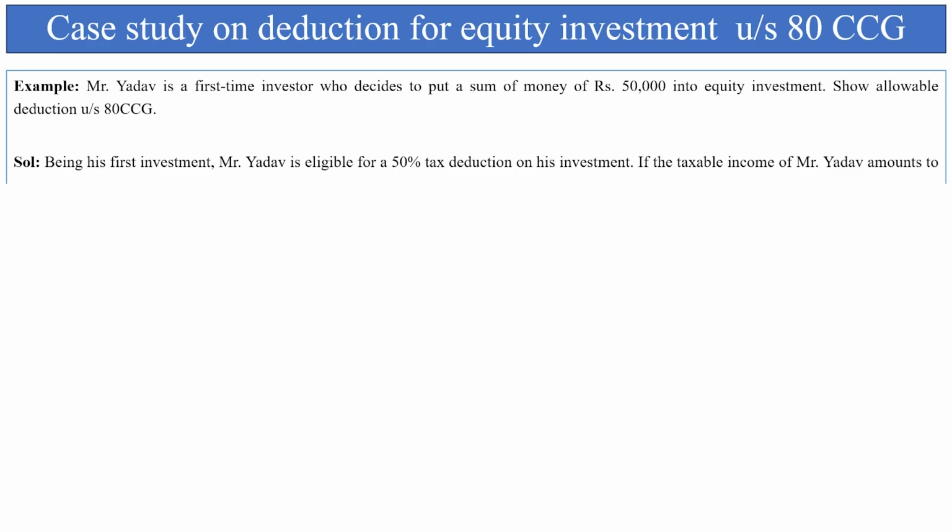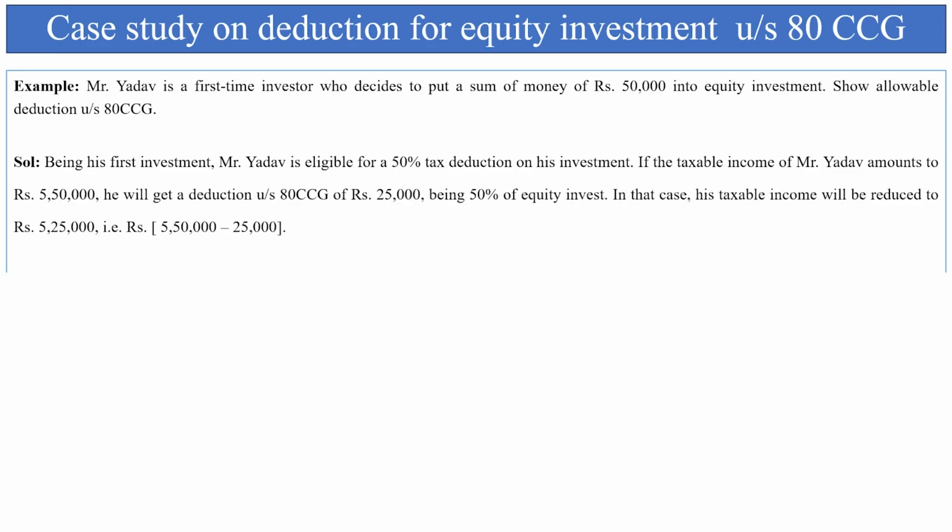If the taxable income of Mr. Jadhav amounts to rupees 5,50,000, he is to get deduction under section 80CCG of rupees 25,000, being 50% of the equity invested, and this deduction is available since it is assumed that his taxable income is not exceeding 12 lakh.